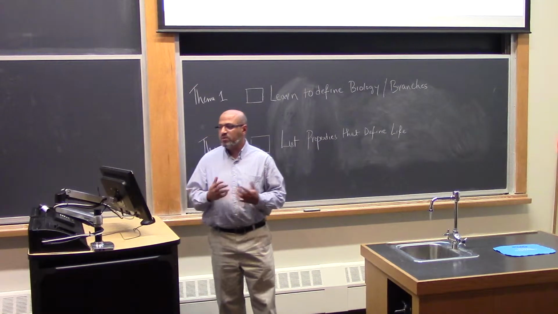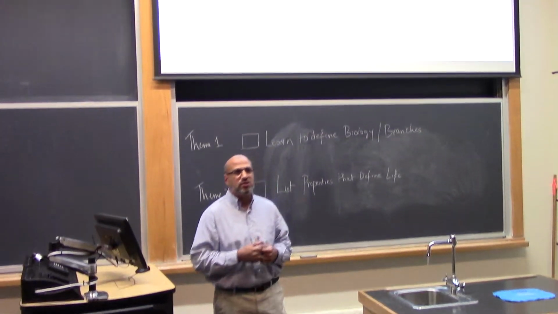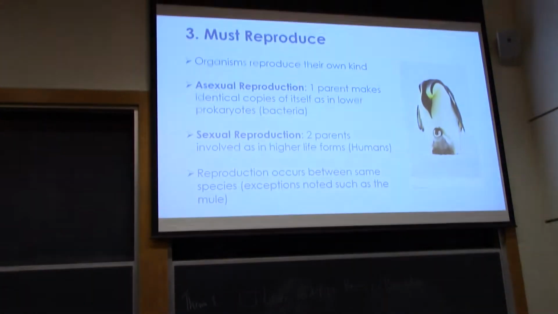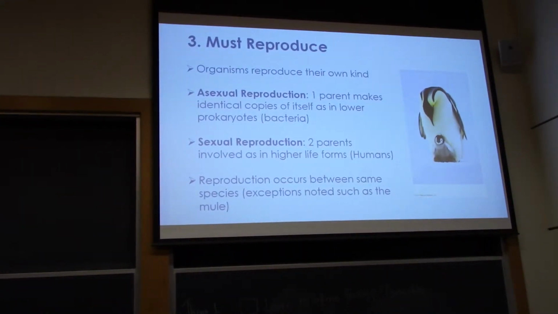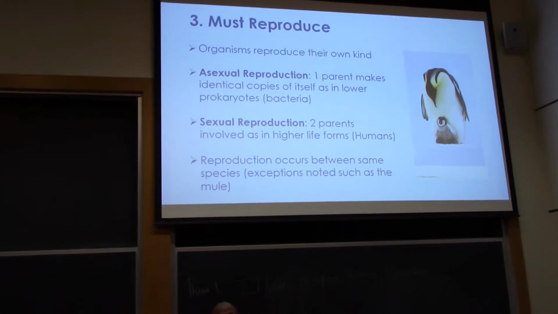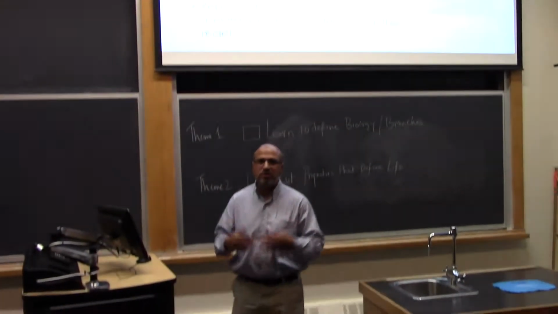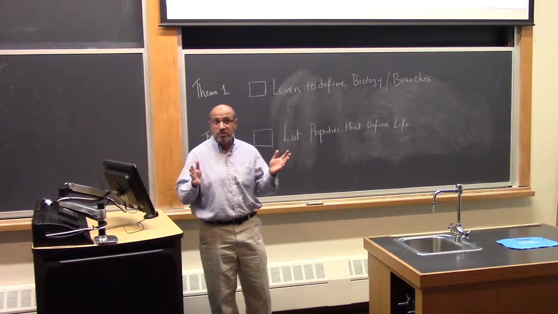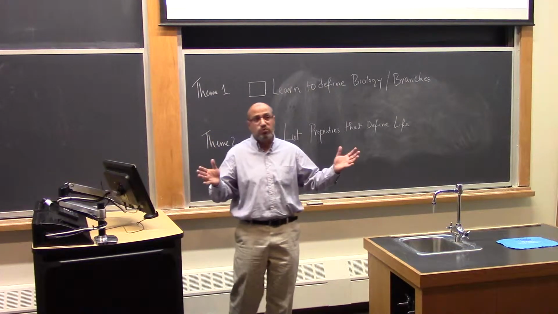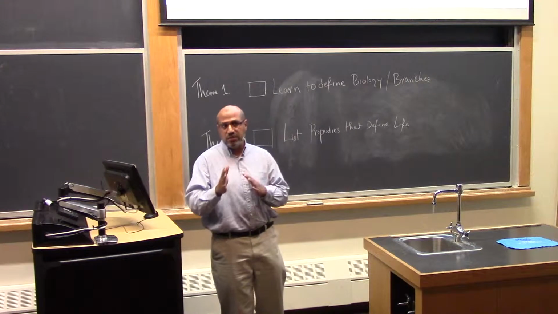The third is they must reproduce, and there are 2 types of reproduction, asexual and sexual. Asexual reproduction is one parent makes identical copies of itself. This occurs in lower prokaryotic organisms. And in sexual reproduction, you have 2 parents, and these are in the higher forms. There are exceptions. A mule is a good example. This is usually between species, and the exceptions are like mules.